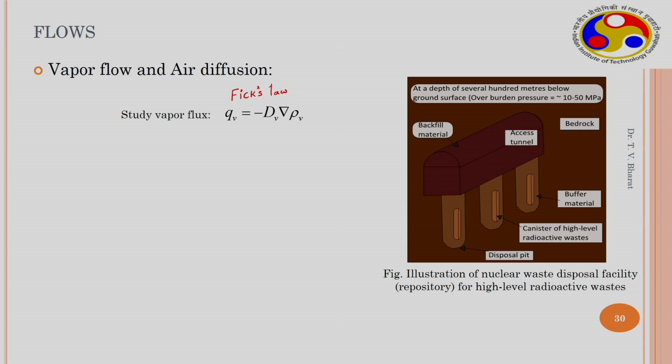So Fick's law for steady vapor flow. Here this is the vapor flux, which has units of kg per meter square second. This is diffusivity, which has units of meter square per second, and this is the density of vapor, which has units of kg per meter cube. So the expression is qv equals minus Dv del rho v.